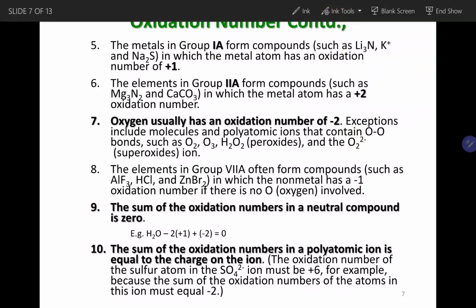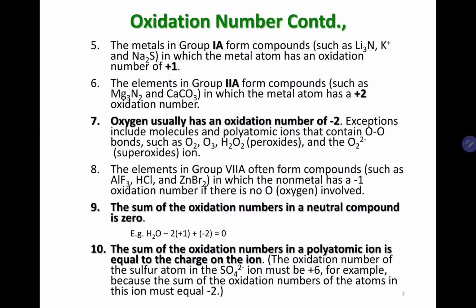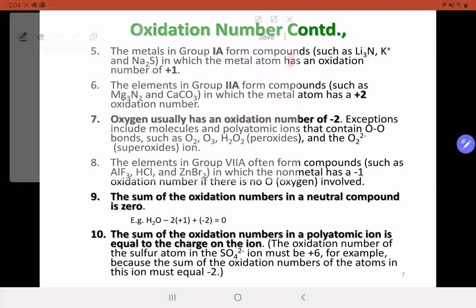And rules number 9 and 10 are basically a way to use all the other 8 rules that we discussed to calculate the oxidation number of any other atoms or unknown atoms. I think in a previous video I did a couple of examples, but I'm going to start discussing rules 9 and 10 in detail in this video. Rule number 9 says that the sum of oxidation numbers in a neutral compound is 0. So let's take a notepad and practice this rule.